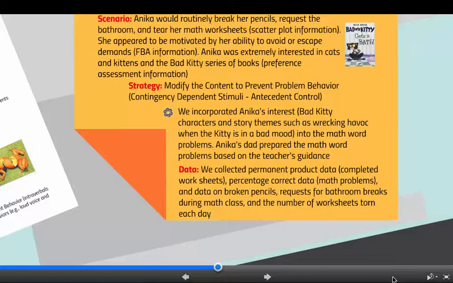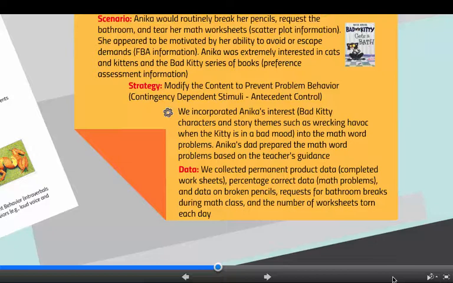So what did we collect data on? We collected data on permanent products: completed math word problem worksheets, the percentage of correct problems answered over the number of incorrect problems, and she excelled. She ended up excelling in math. We took data on broken pencils, requests for bathroom breaks during math, and the number of worksheets torn each day. Of course, the broken pencils, the requests for bathroom, and the number of worksheets torn on a day-to-day basis went down to 0.